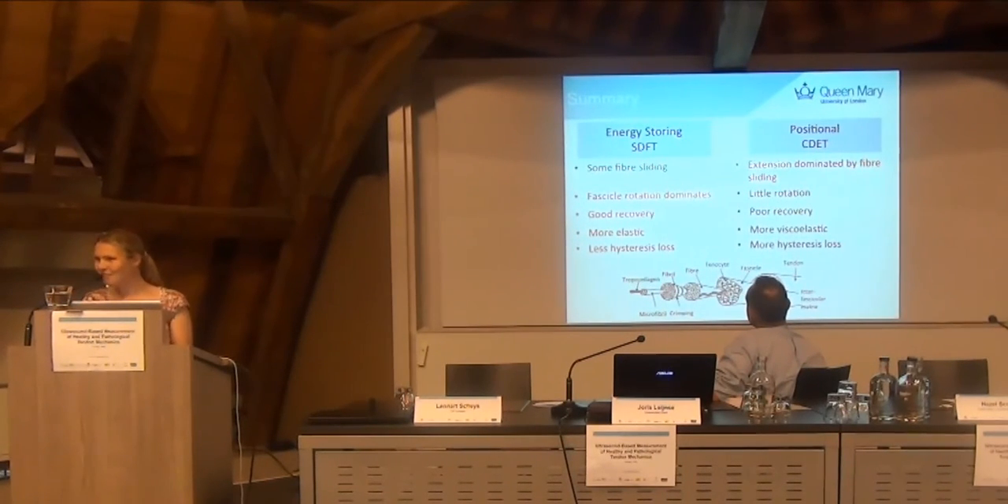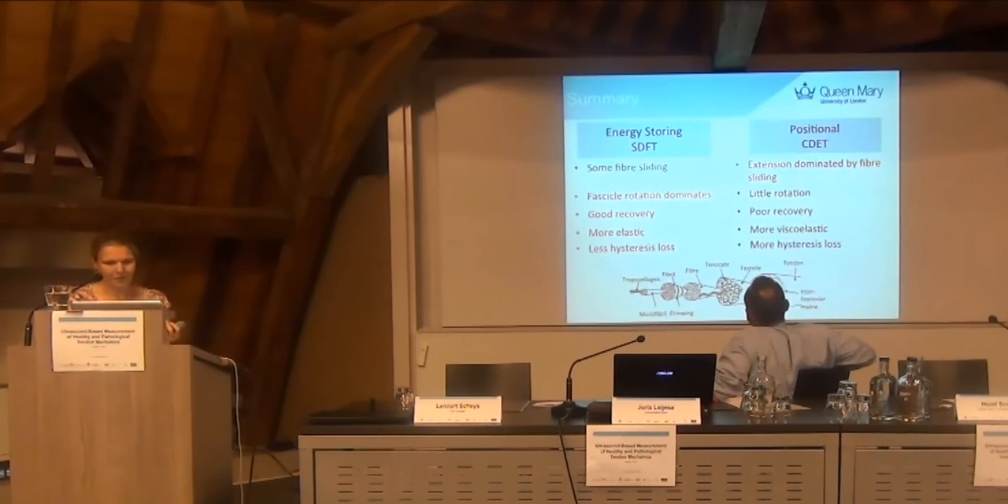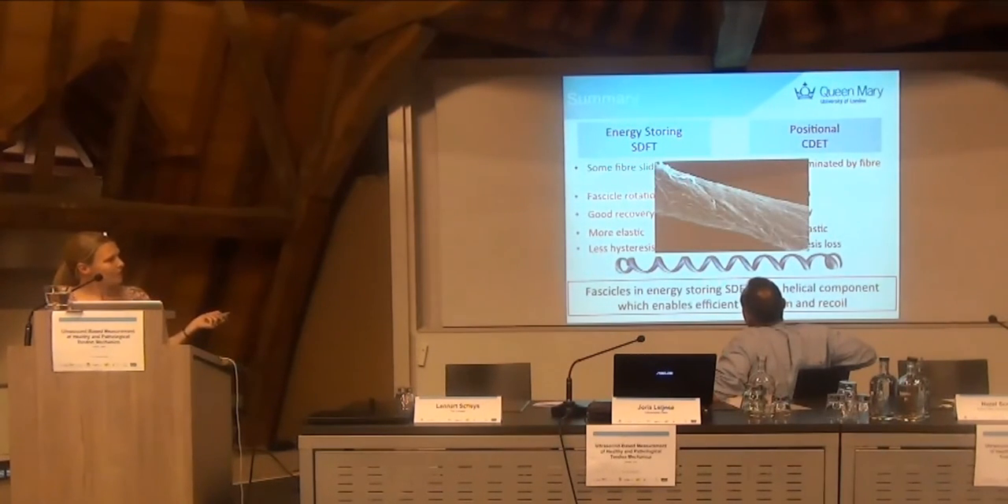That was a super example for thinking about that concept of energy storing and how if you're designed in this helical rope-like fashion, you're much more efficient at being able to store energy. So we seem to think that fascicles in an energy storing tendon have this helical component which allows for efficient extension and recoil. You've seen it at fibril levels, this is at a fascicle level, but it's specific to the SDFT. And there we've just started to take some EMs and have a look and start to see that twist in the fascicles, which is rather nice.